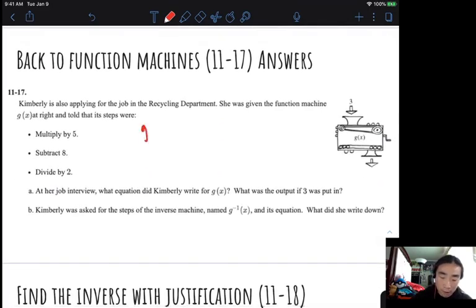What do we do first to x? First, she multiplies it by 5. Subtract 8. And then whatever the result is, they divide that by 2. So following through with order of operations, that's what your equation looks like.